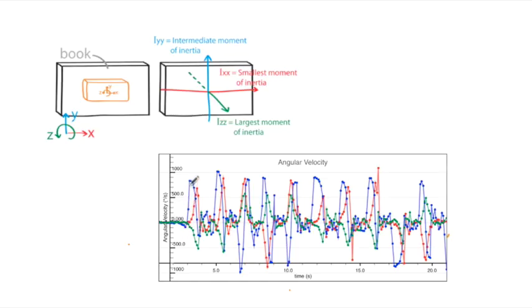So here we have some angular velocity in the y-axis, but whereas in the other rotations there was minimal movement in the other two axes, here there is quite a bit of movement along both the x and the z-axis. So we see every time we throw the book, we have rotation not just about the intermediate y-axis, but we also have rotation about the other two axes. So this tells us that our intermediate moment of inertia provides our least stable rotation.